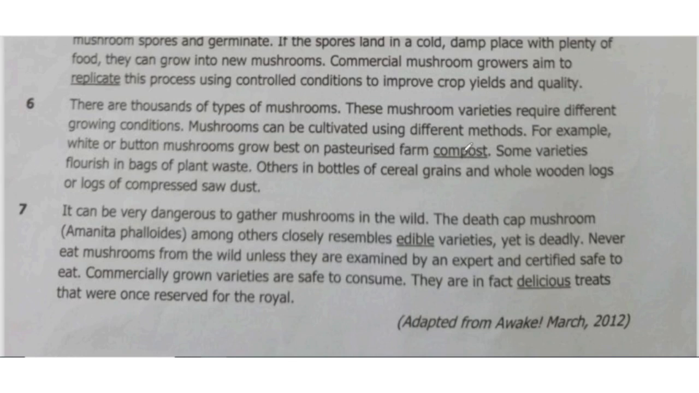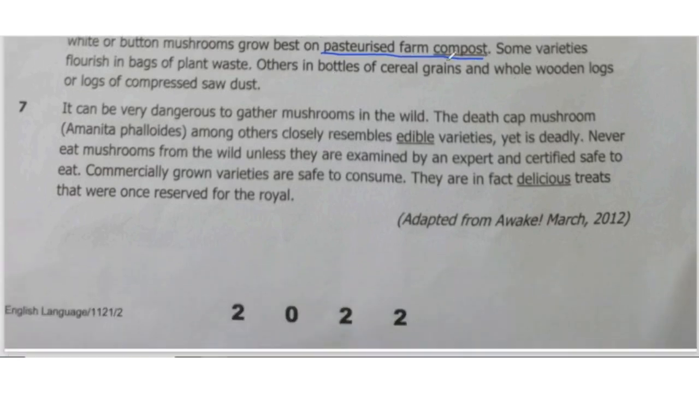Okay, so when you talk about composite, we're talking about manure. Now, when you talk about pasteurizing, that means trying to kill the bacteria that might be in this composite, manure. Some varieties flourish in bags of plant waste, others in bottles of seal grains, or wooden logs, or logs of compressed sawdust, not composed, compressed sawdust.